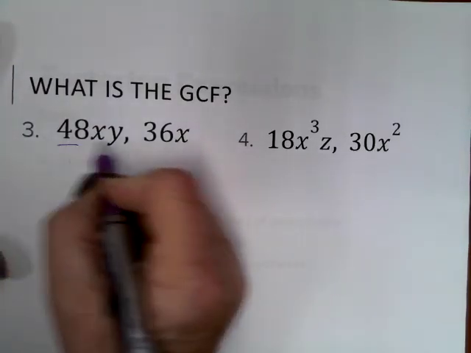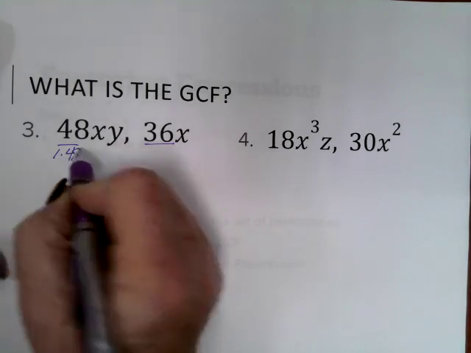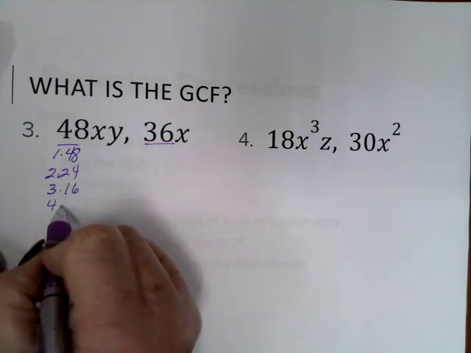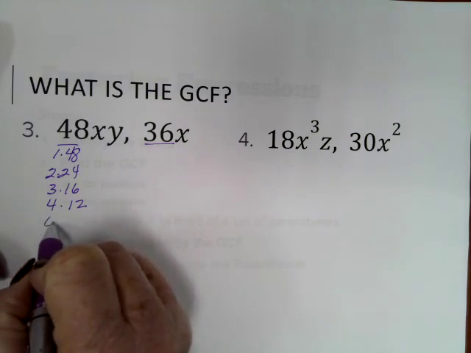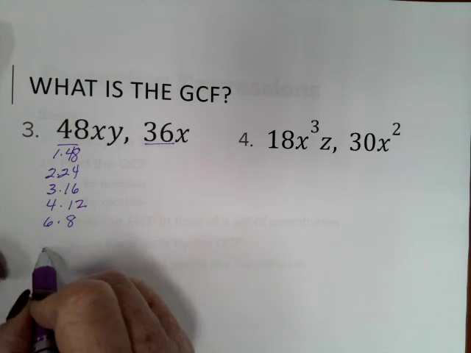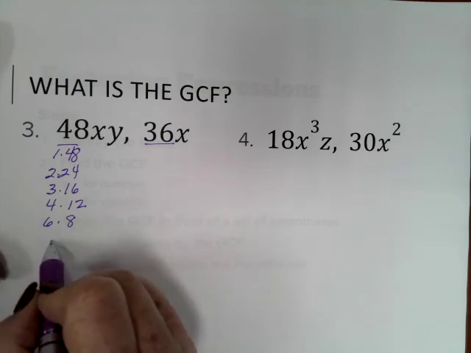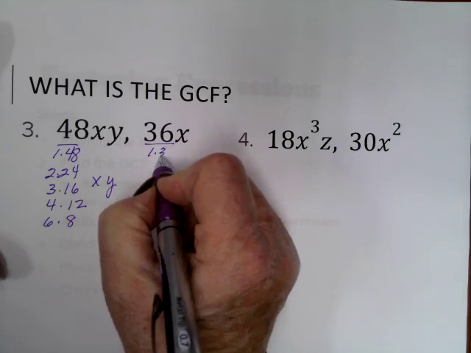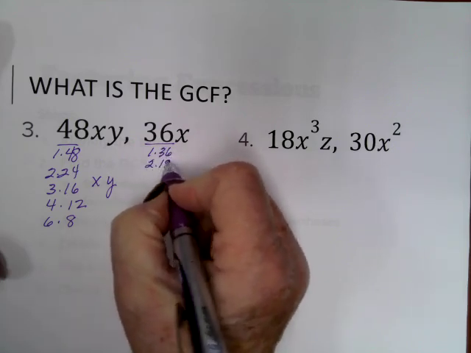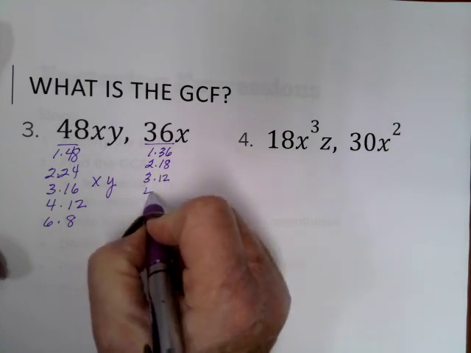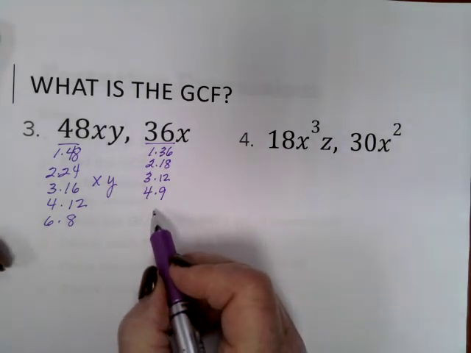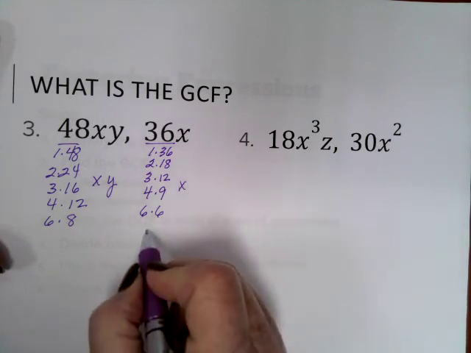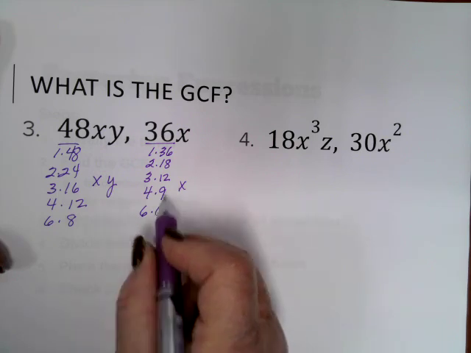Okay, what is the GCF? 48. We've got 1 and 48. Okay, we've got 2 and 24. We have 3 and 16. We have 4 and 12. 5 doesn't work. 6 times 8. 7, 8, 8 we already have. 9, 10, 11, and 12 we already have. We have an x and a y. 36, 1 times 36, 2 times 18, 3 times 12, 4 times 9, 5 doesn't work, 6 works, 6 times 6, and then 7, 8, 9 we already have, 10, 11, and 12 we already have.